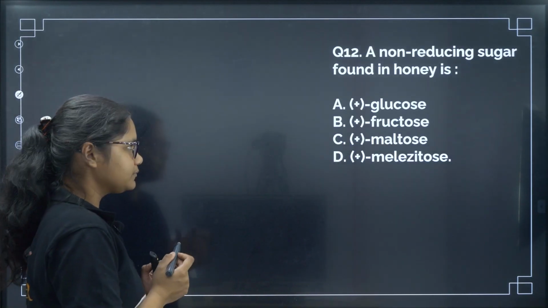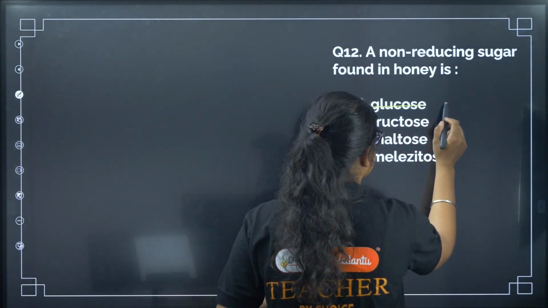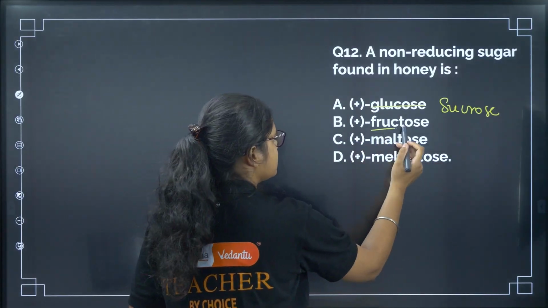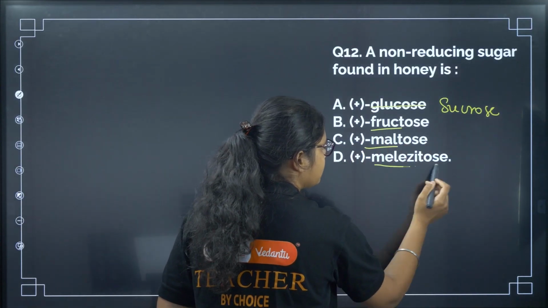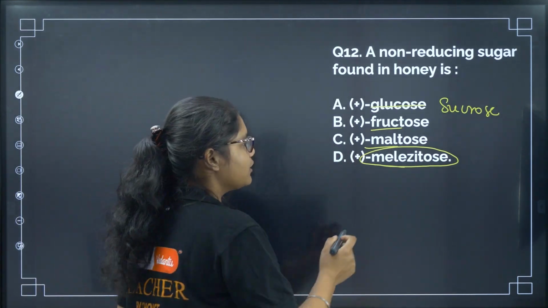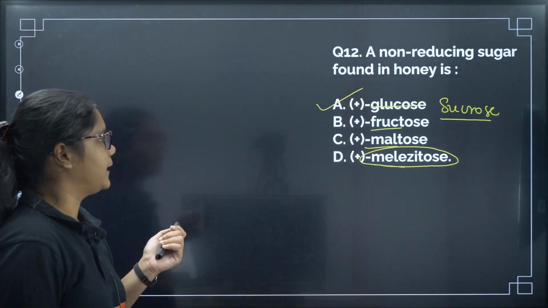Very easy one. A non-reducing sugar found in honey is, okay, so this option was actually wrong. It is sucrose. Now if you see, fructose and maltose are all reducing sugars. Maybe many of you may not know about this sugar, but we all know that sucrose is a non-reducing sugar. So the correct answer is option number A.